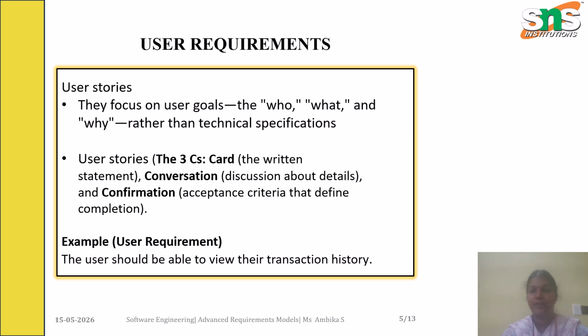the technical specification. User stories have three C's: C for card, conversation, and confirmation. Card is the written statement. Conversation is discussing the details. Confirmation is the acceptance. An example of a user requirement is: the user should be able to view their transaction history.